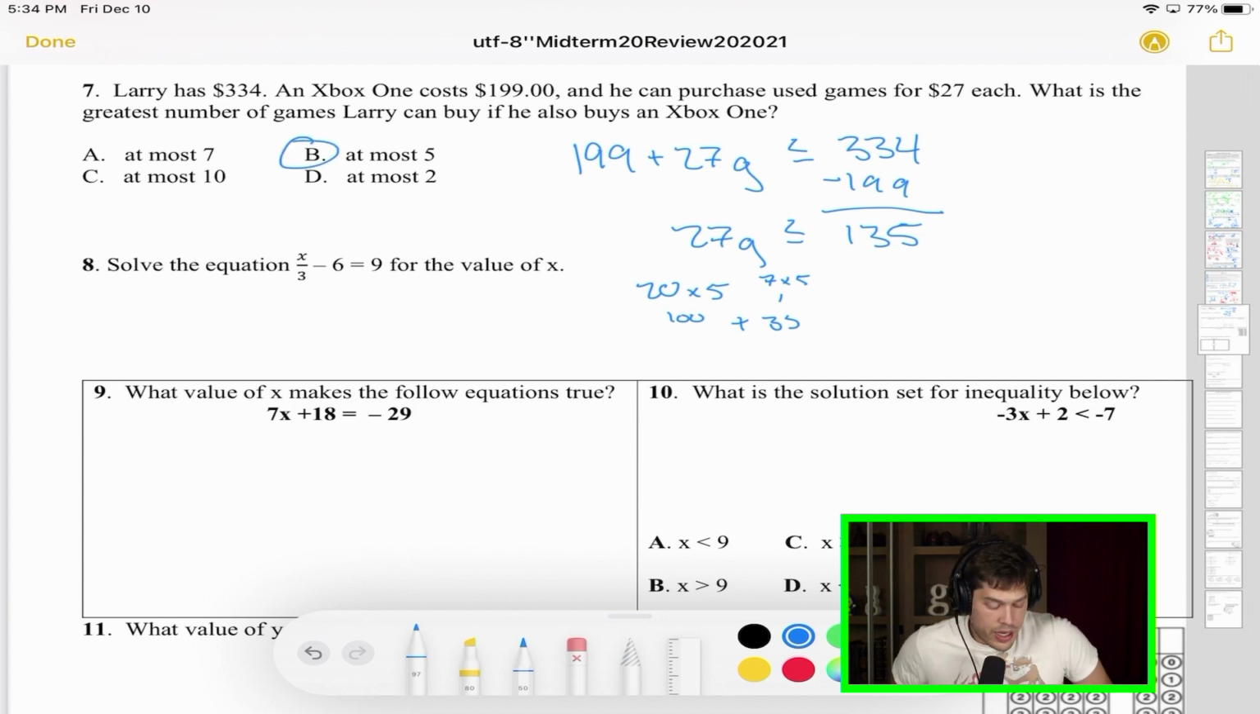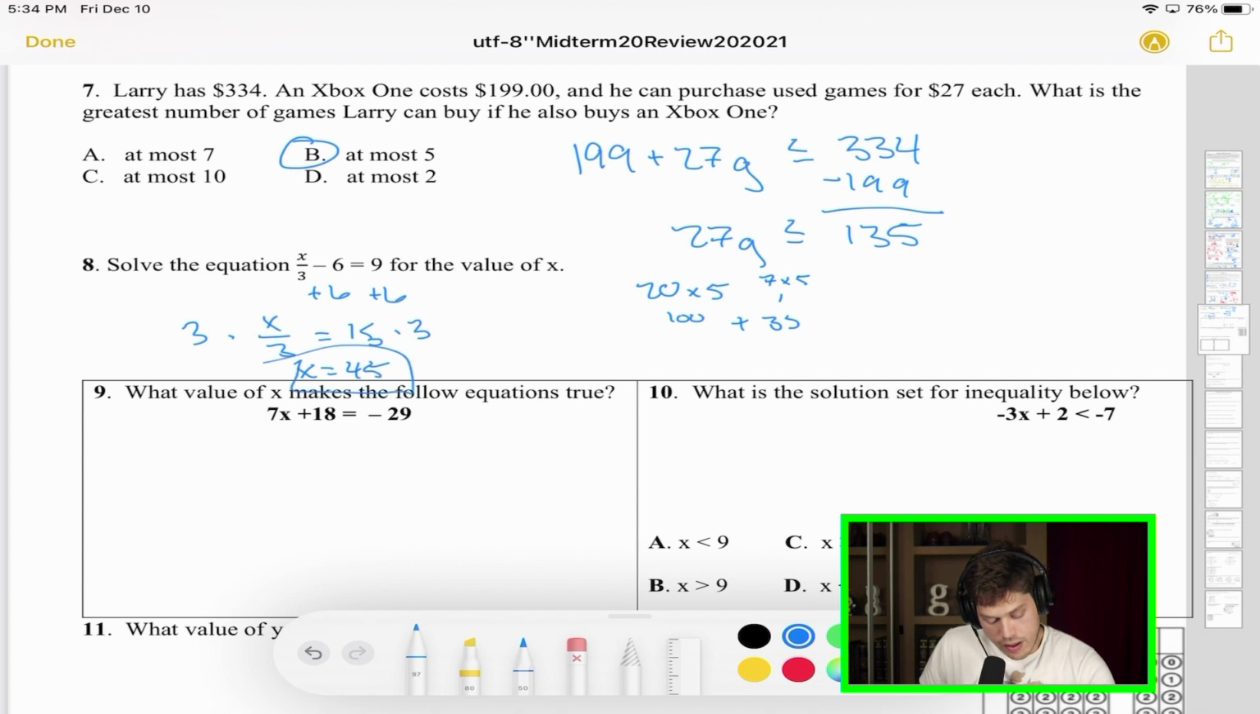Number 8, solve the equation x over 3 minus 6 equals 9 for the value of x. We're going to add 6 to both sides. We have x over 3 equals 15. And now we're going to multiply both sides by 3 to get x equals 45. And you can plug it in to check it. 45 over 3 is 15. 15 minus 6 is 9. So that works.